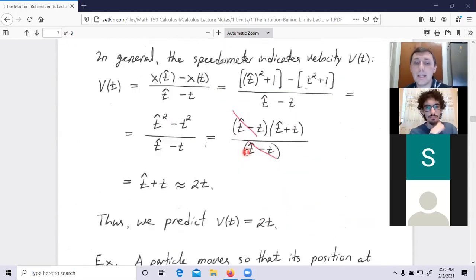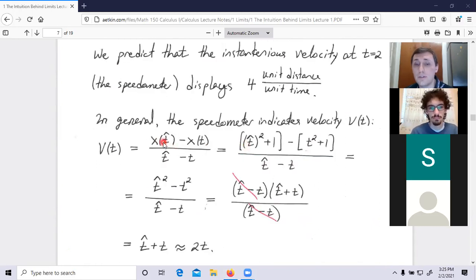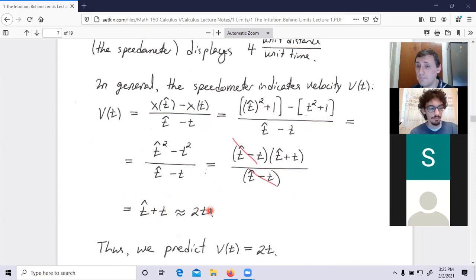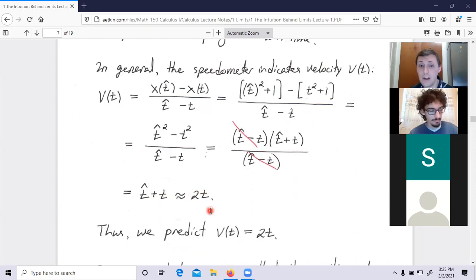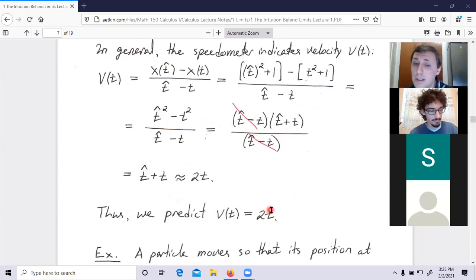Look at it, guys. I can construct a velocity function: x of t hat minus x of t, divided by t hat minus t. So that's the velocity function at any time t. I can reconstruct what the speedometer was showing, even though I don't have a direct view of it. For this function, it's t hat squared plus 1 minus (t squared plus 1), divided by t hat minus t. We simplify it out, cross out, and we have t hat plus t, which equals 2t. So we predict that the velocity is always going to be twice the time. In other words, the velocity at 0 will be 0. The velocity at 1 will be 2.